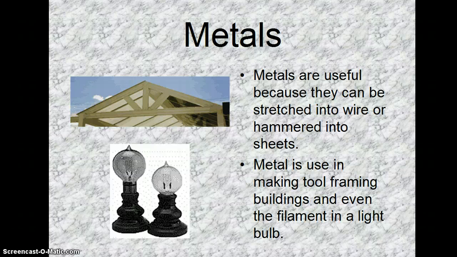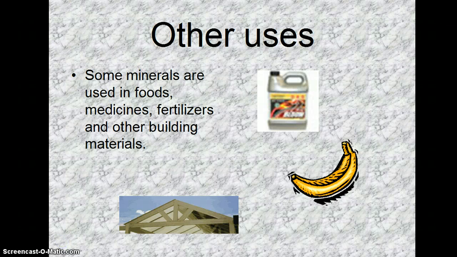Metals are useful because they can be stretched into wire or hammered into sheets. Metals are used in making tools and framing buildings. Even the filaments in light bulbs are made from metal. And then some other uses: if you've ever been told that you need to get your vitamins and minerals, or that some cereal has vitamins and minerals, well, those are minerals found in the earth, and our body needs some of those minerals. So you find minerals in food, and we have minerals in medicines, fertilizers, and other building materials.